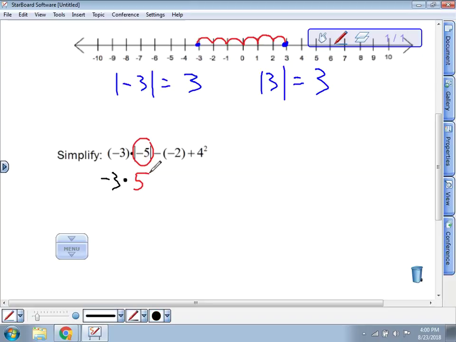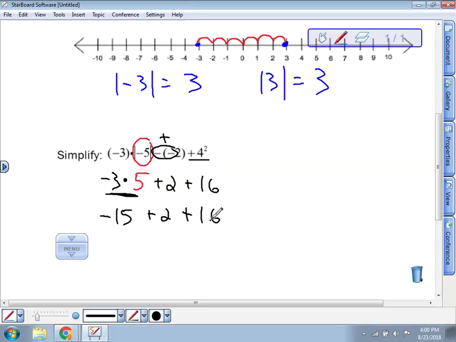Now the rest of the equation is just using our order of operations. Minus a minus becomes plus, so plus 2. And then 4 squared becomes plus 16. At this point, order of operations: I take care of the 3 times the 5 first. Negative 3 times 5 is negative 15. And then plus 2 plus 16.